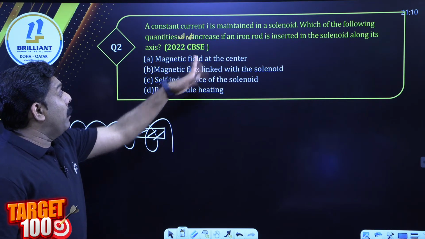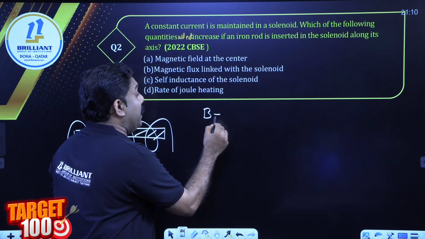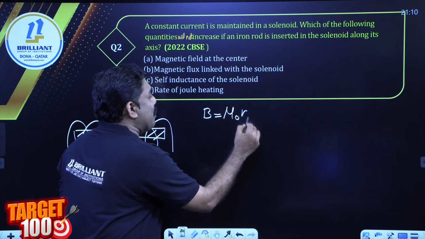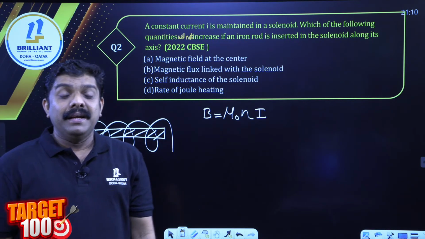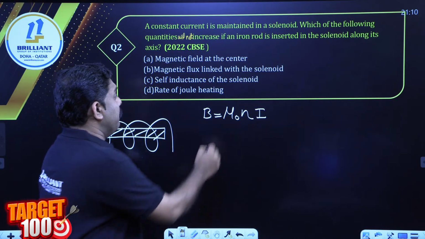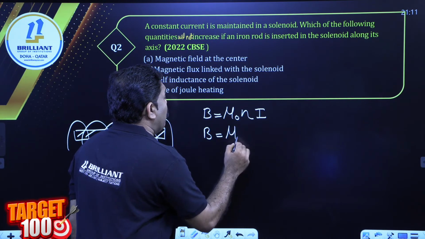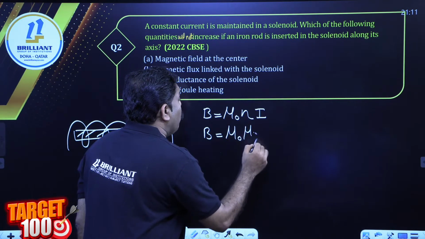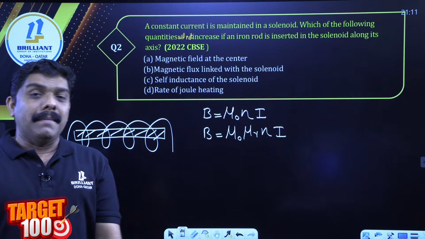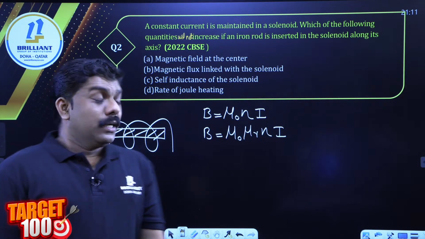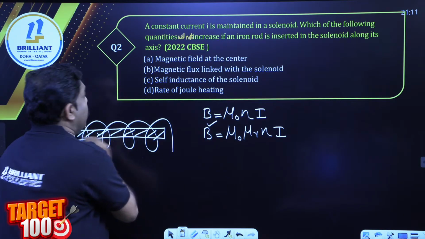First of all, about the magnetic field. The magnetic field B is equal to mu naught Ni. That's the equation for the magnetic field. When the medium changes, the new magnetic field is equal to mu naught mu R Ni. So definitely the magnetic field will change, because the medium is changing.